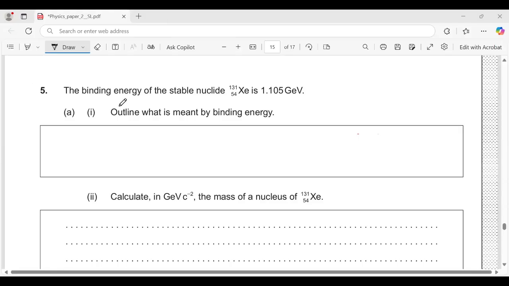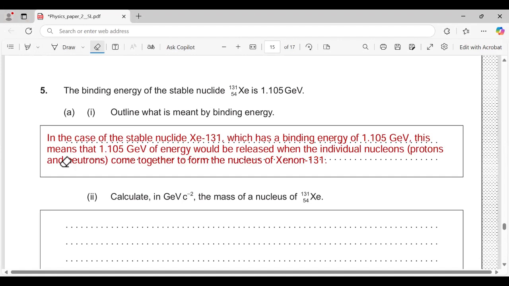Number five, the binding energy of the stable nuclide of xenon 131 is 1.105 gigaelectronvolt. Outline what is meant by binding energy. This is my answer, my explanation. Calculate in gigaelectronvolt over c squared the mass of the nucleus of xenon 131.